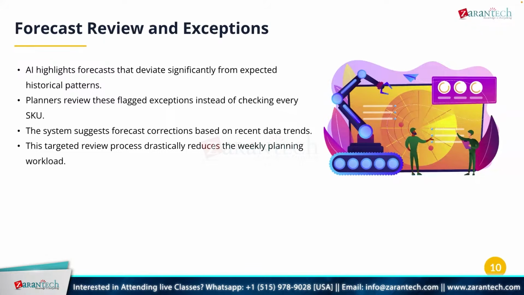So what are the forecast exceptions now? They are situations where the forecast needs attention, like high forecast errors, demand spikes, demand drops, low confidence forecasts, or outlier detection. These are all things that come into the picture. For example, high forecast error means the forecast is not equal to actual. You predicted 100, sold 300, which is wrong, right?